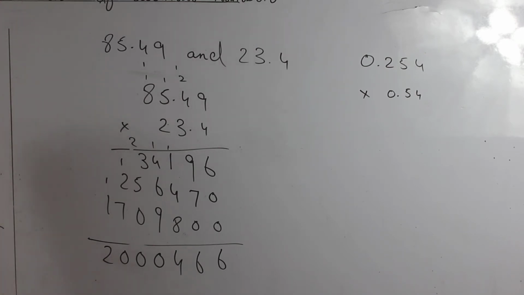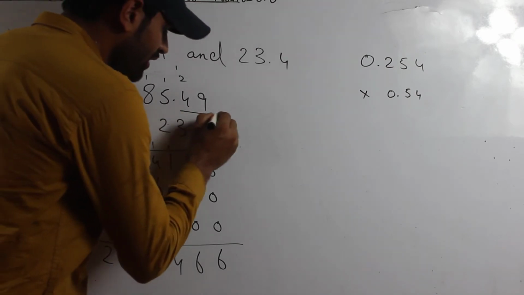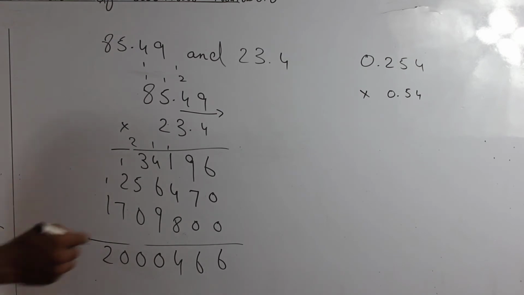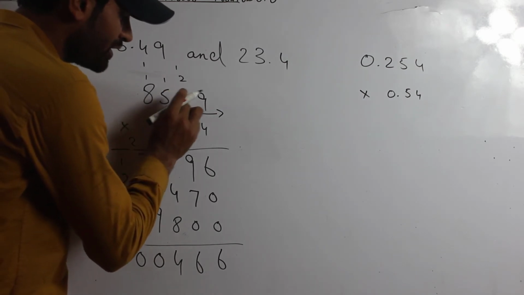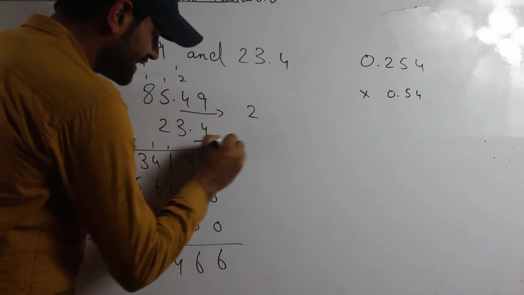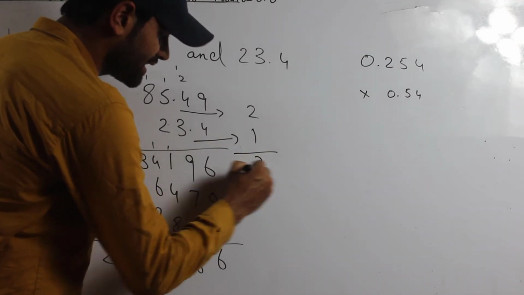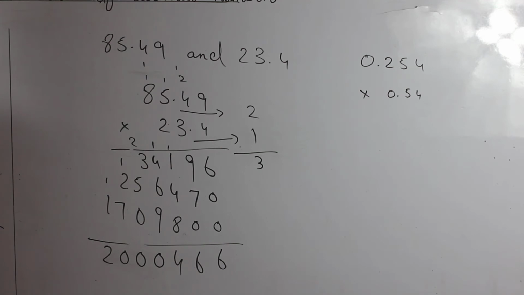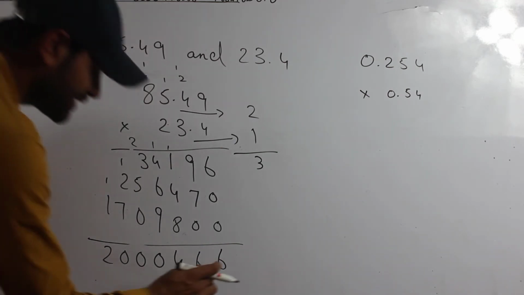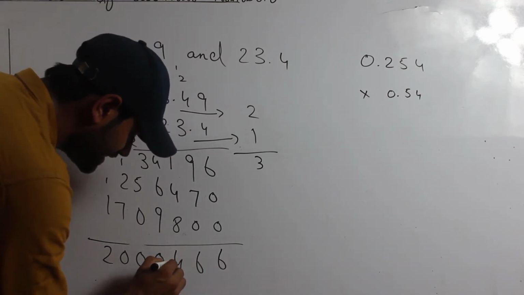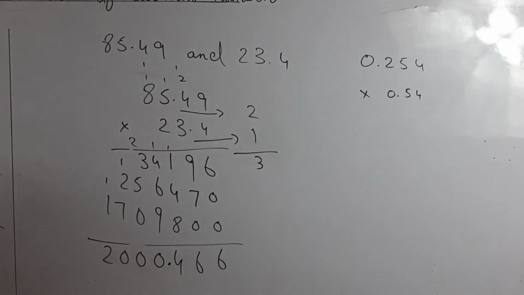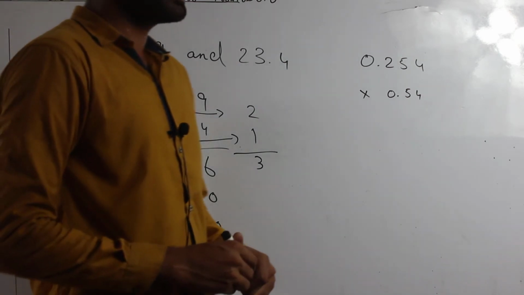Now I need to use the point. So first I count how many digits after the points. So in the first term, 2 digits, and in the second term only 1 digit, then add 2 plus 1, 3. Now from the left side I count 3 digits and use the point, 1, 2 and 3. So its answer is 2000.466. So I take another example.